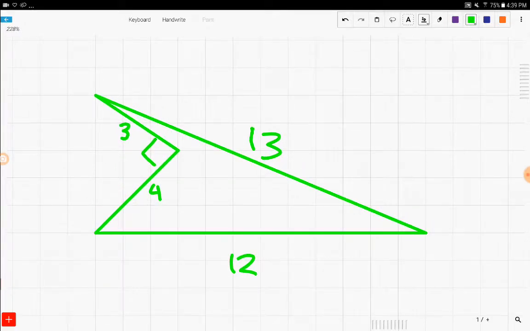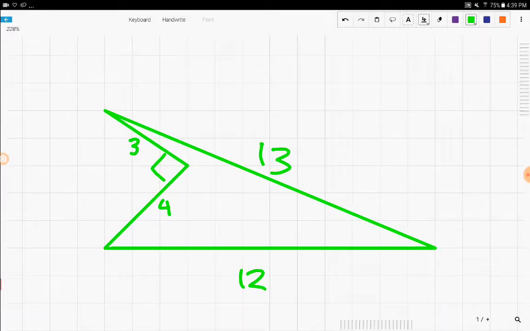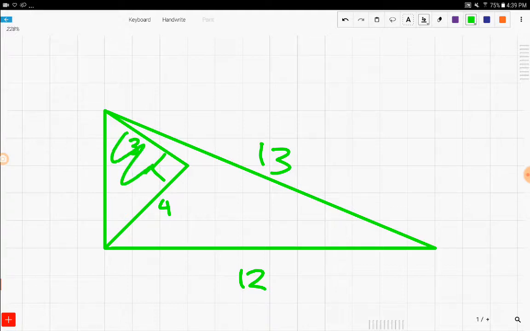But there's one way we can do it, and if we draw in just this line right here, it will make it so much better, because we see that first this is a 3, 4, 5 right triangle, so this is length 5, and therefore this must also be a right triangle because it's a 5, 12, 13 triangle.